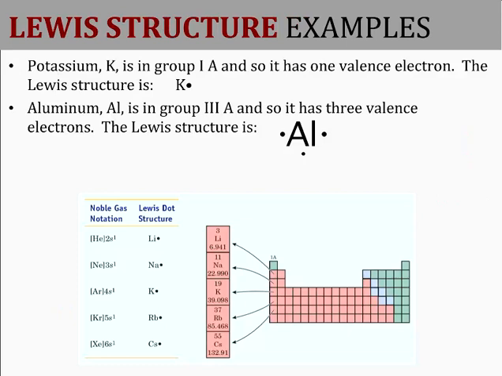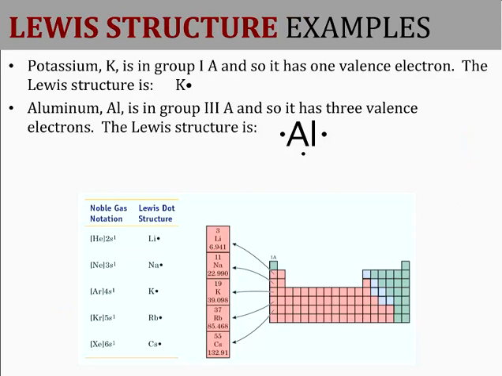All right, so let's go over a couple of examples here. So again, potassium, which has the symbol K, is in group 1A. So it has 1 valence electron. And the Lewis structure would be K with 1 dot next to it. And then aluminum is in group 3A, so it has 3 valence electrons, and its Lewis structure would be the symbol for aluminum with 3 dots surrounding it.